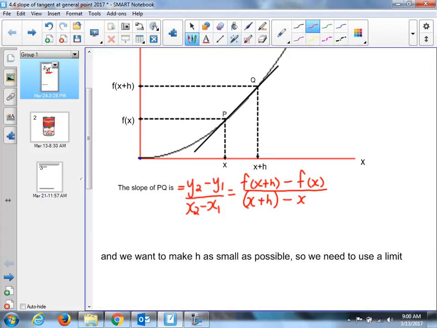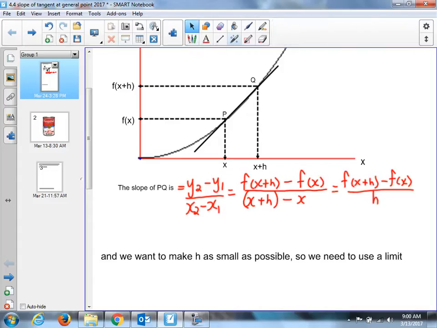I'll just write f of x plus h minus f of x. We can't simplify that right now without an actual function. The bottom, though, comes out to be x plus h minus x, so just h.